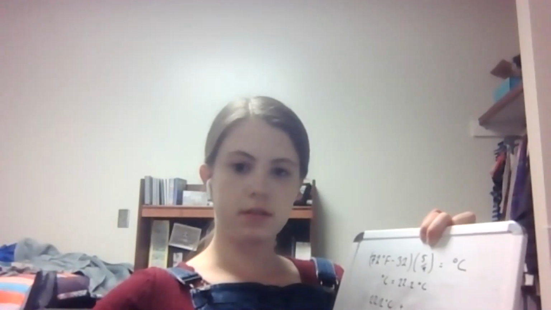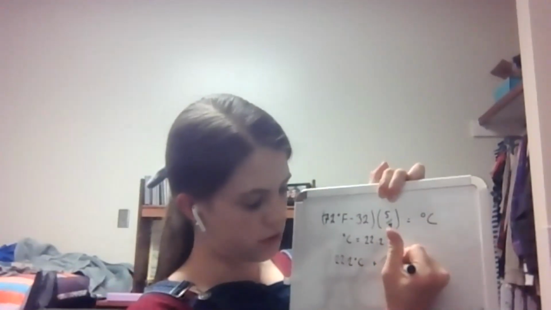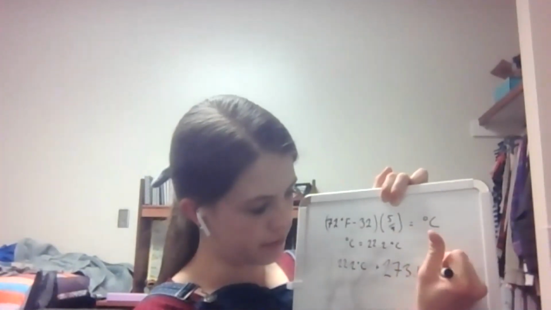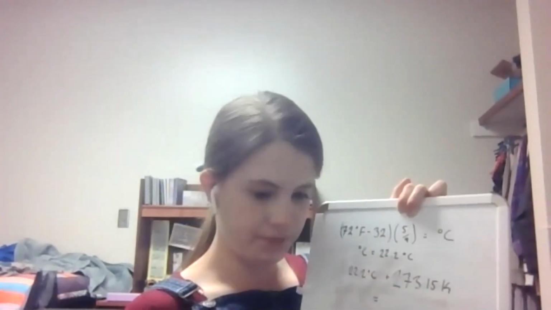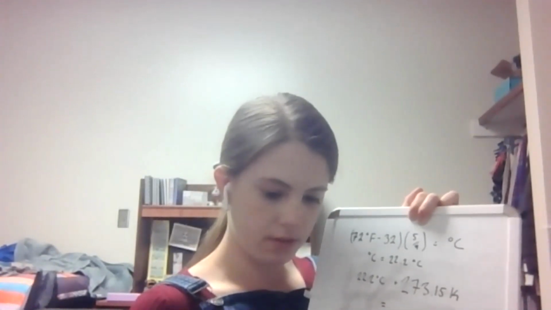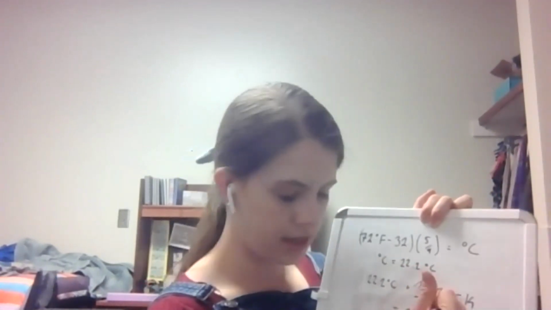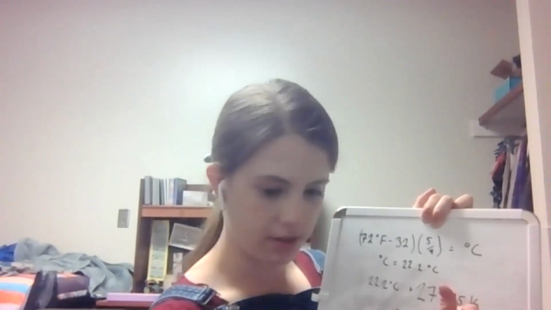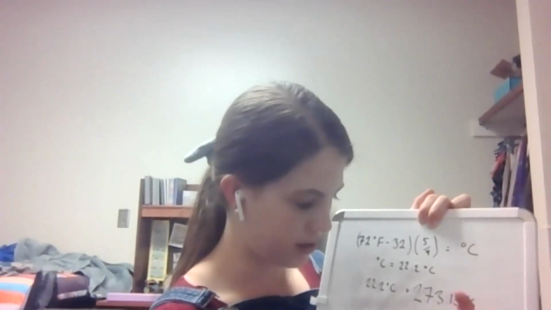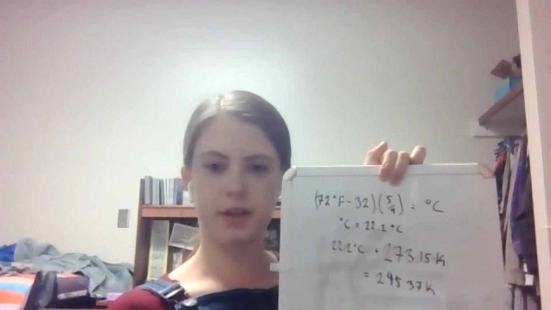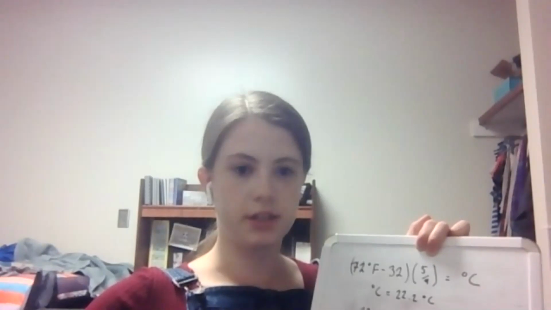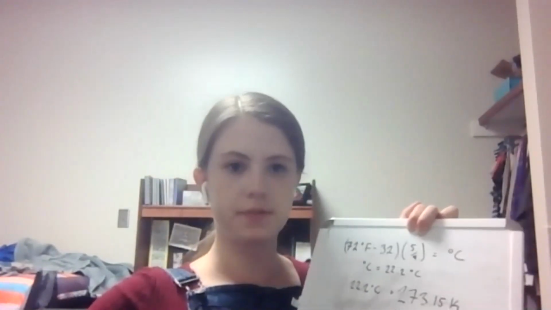273.15 K, and that will equal 295.37 K. Now this is not correct SigFigs, but we will talk about SigFigs a little bit later. Okay, and you would do the same thing with 98 degrees Fahrenheit. You would just plug it in here for the 72 and keep going with the calculations.